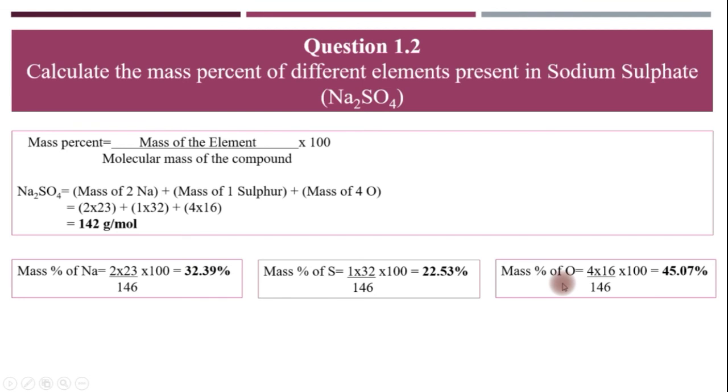So this way, whenever we are asked to calculate the mass percent, always look for the number of atoms that are there in the compound and then multiply it by its atomic mass divided by the molar mass of the compound into 100, which will give you the mass percent of individual atom in that compound.